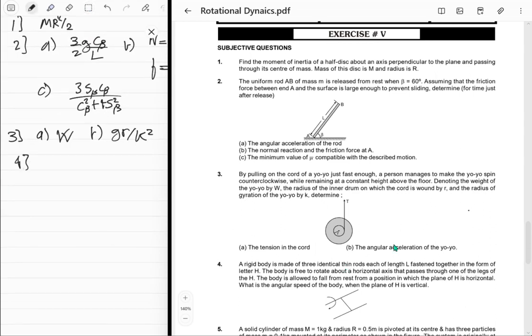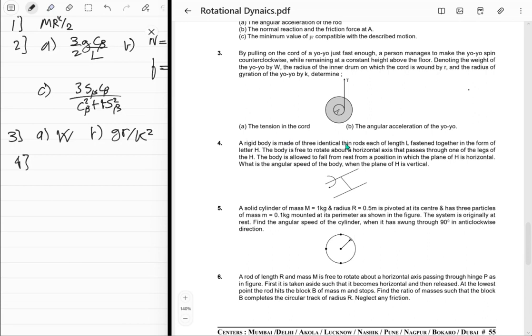Fourth. A rigid body is made of three identical thin rods, each of length L, fastened together in the form of a letter H. The body is built to rotate about the horizontal axis that passes through one of the legs of the H. Okay, what?